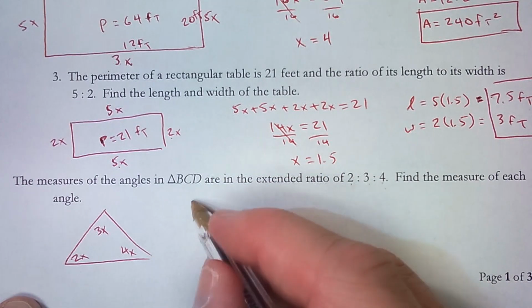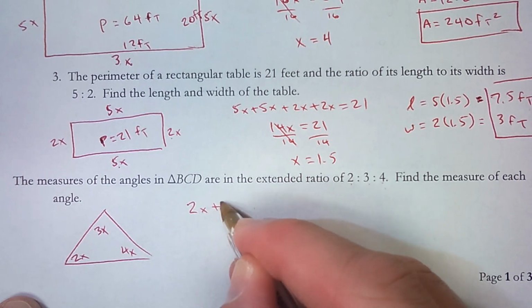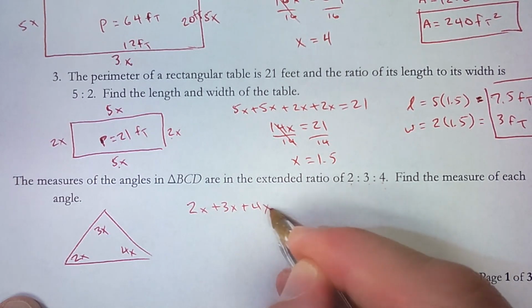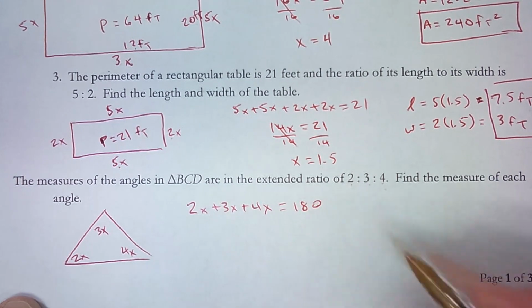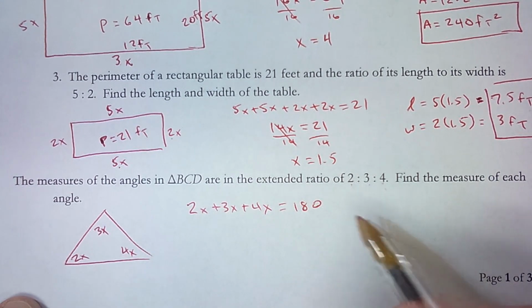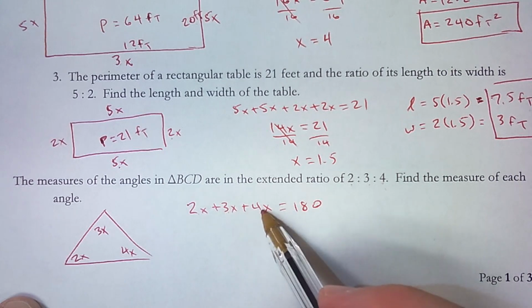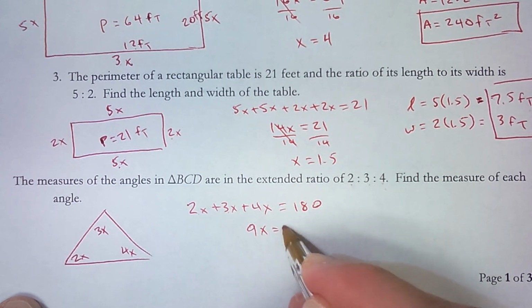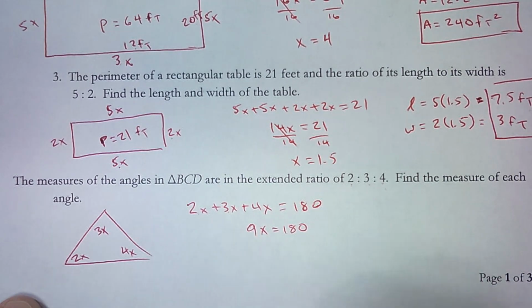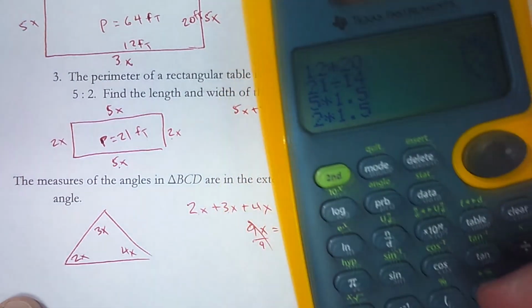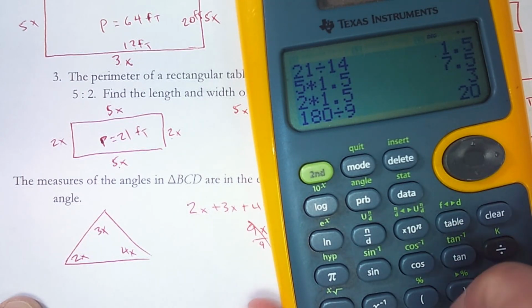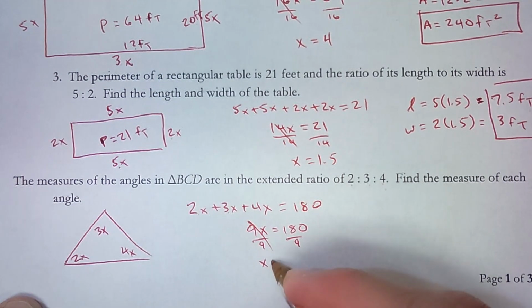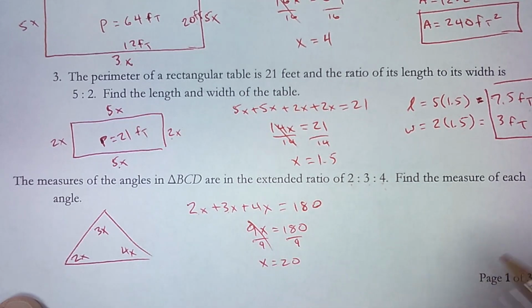So if I add those together, 2x plus 3x plus 4x, I know that the three angles of a triangle have to add up to 180. 2 plus 3 is 5, plus 4 is 9, so 9x equals 180. And divide by 9, so I've got 180 divided by 9, and that's 20. So x is 20.